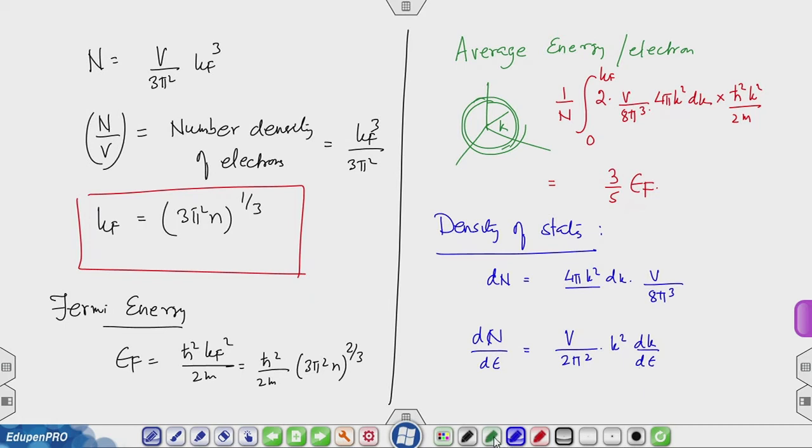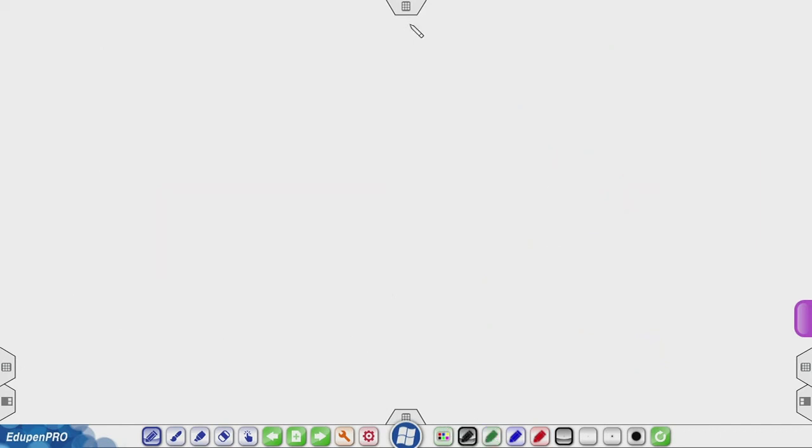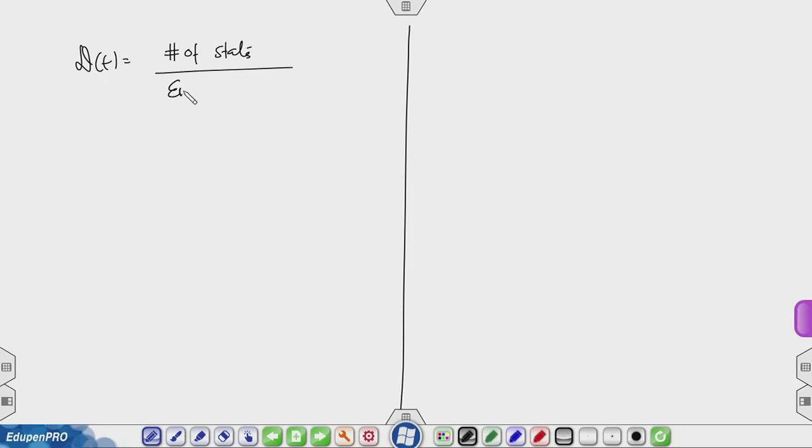Density of states per unit volume, I will divide by volume on both sides. So, I get dn over V over d epsilon, which I will write as density of states D(epsilon). It will be equal to 1 over 2 pi square k square dk/dE. So, I have got D(E), which is the number of states per unit energy range per unit volume, equal to k square over 2 pi square dk/dE.